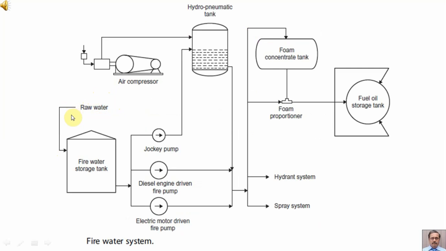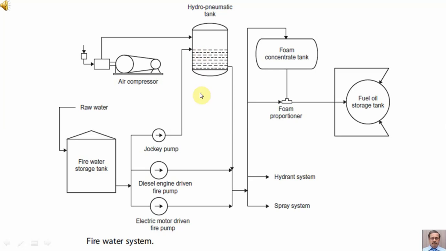In this diagram, we can see raw water input to the fire water storage tank. Then we have an electric motor driven fire pump, a diesel engine driven fire pump, and a jockey pump. Then we have a hydro pneumatic tank in which an air compressor is giving compressed air, and this jockey pump gives, in case of need, water to this hydro pneumatic tank.